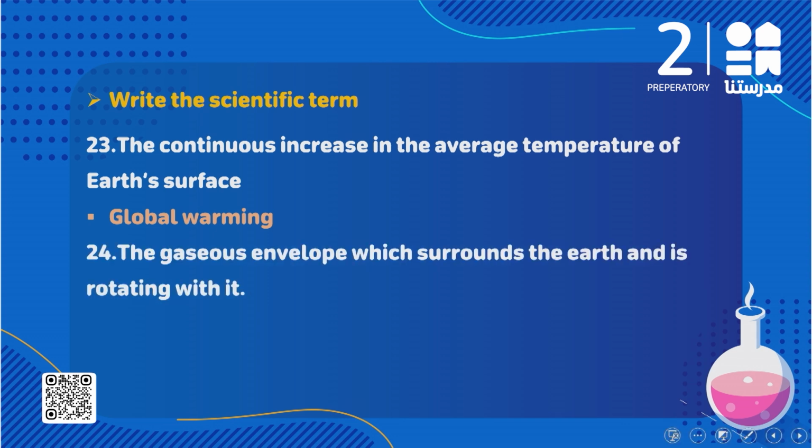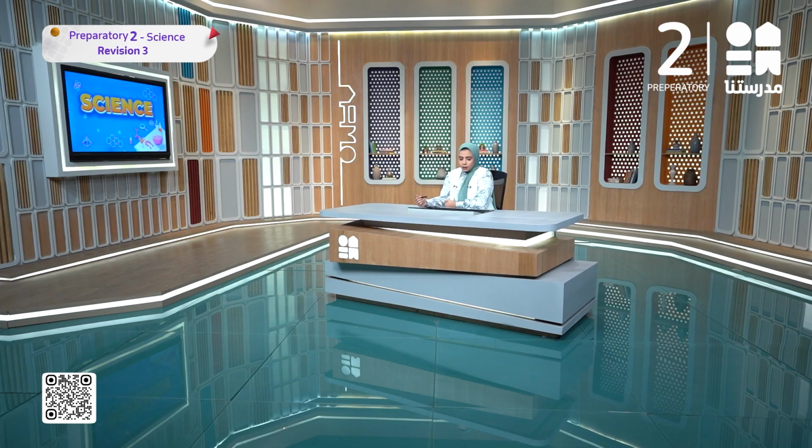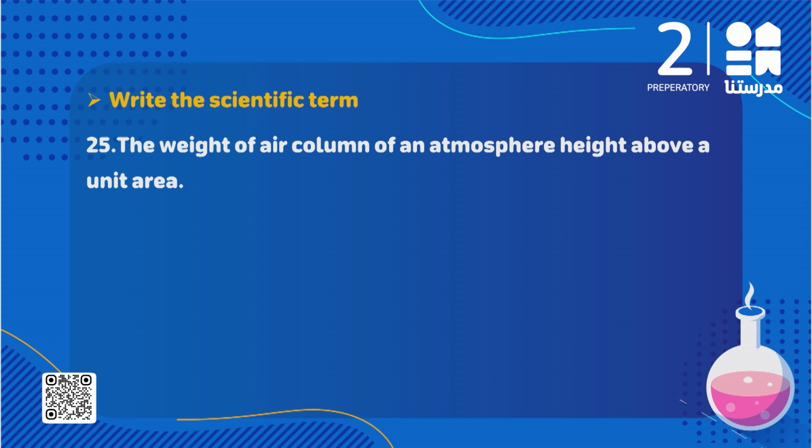Type 24: the gaseous envelope which surrounds the earth and rotates with it, and we said it's called what? It's called atmospheric air or the atmospheric envelope, and it surrounds the earth due to the what? Due to gravity. Type 25: the weight of the air column of the atmosphere above a certain area. This is called what? This is called atmospheric pressure.